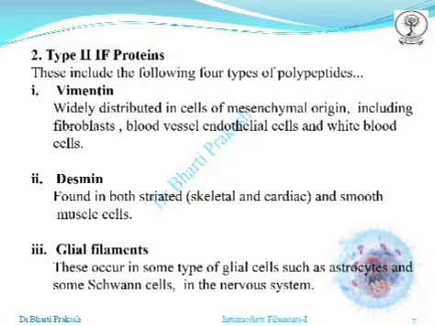The type 2 IF proteins include 4 types of polypeptides: the vimentin, which is widely distributed in cells of mesenchymal origin, including the fibroblasts, the blood vessels, endothelial cells, and the white blood cells. Then the desmins, which are found in both the striated and the smooth muscle cells. Glial filaments, which occur in some type of glial cells, such as the astrocytes and Schwann cells in the nervous system.